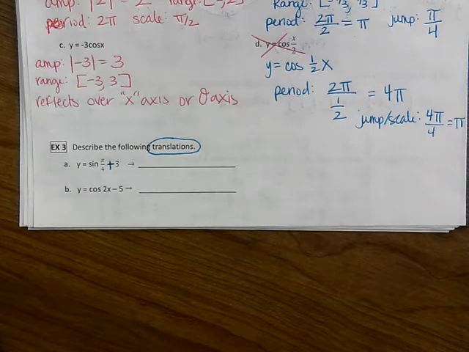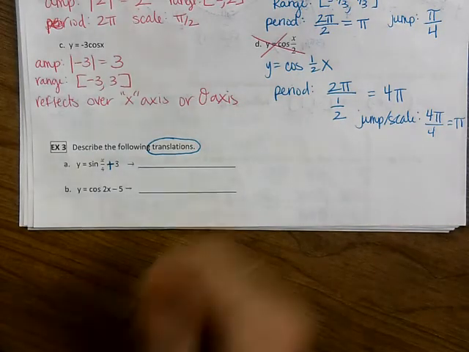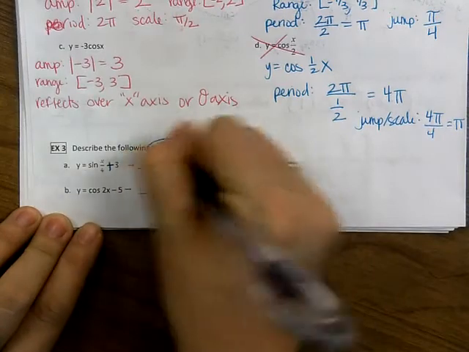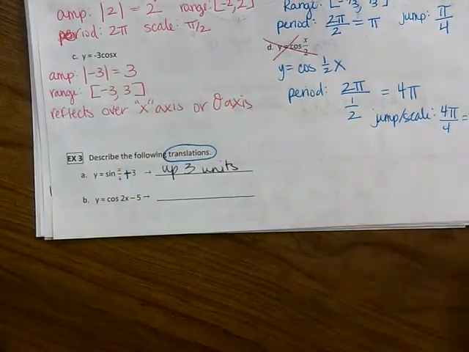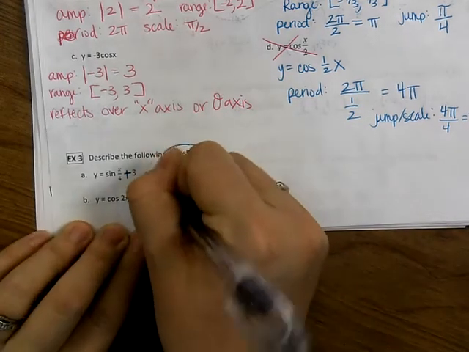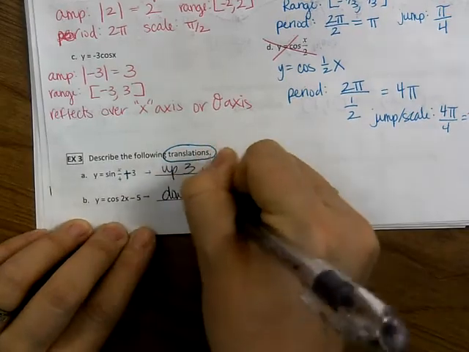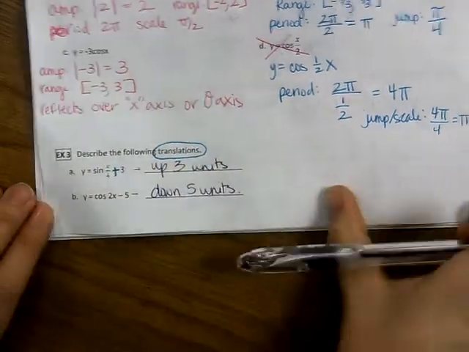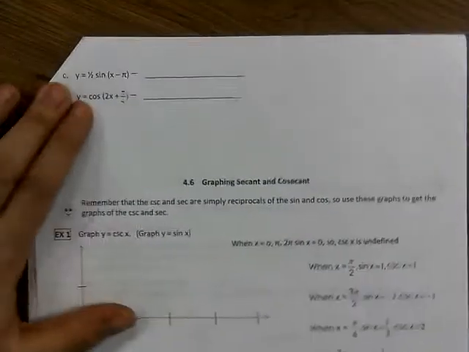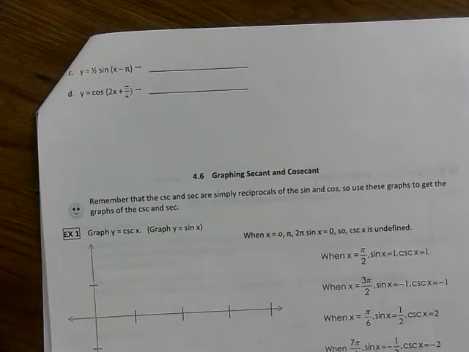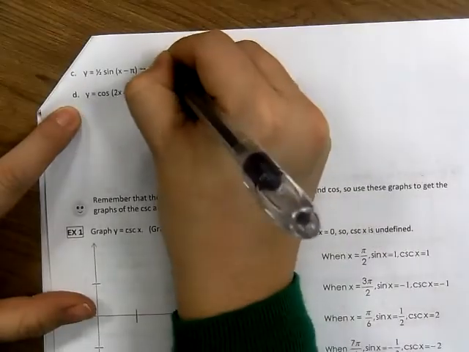Okay, so remember, you want to decide, is it locked in, is it not locked in? So is that plus 3 locked in? No, so therefore this moves up 3 units. Okay, how about B? It's moving down, right, because it's not locked in, so down 5. C? Good, right pi.